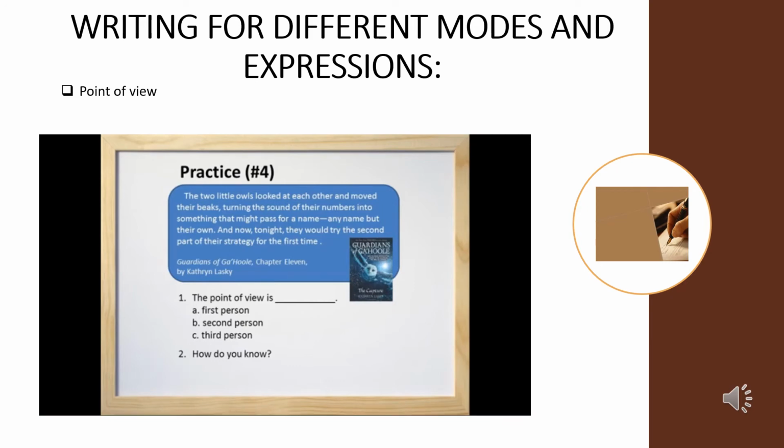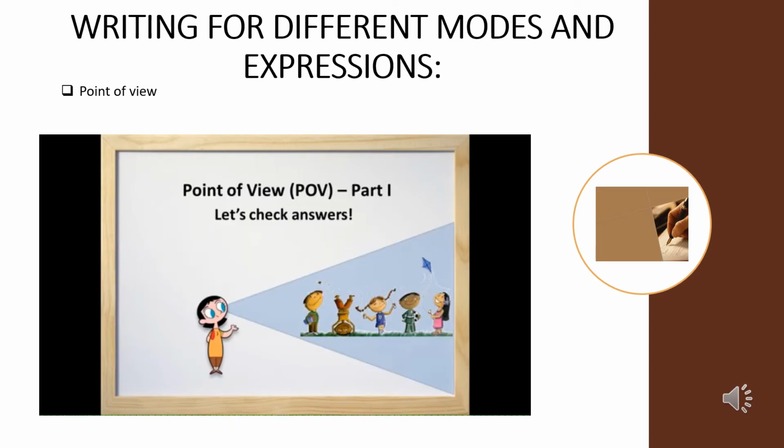Question 1. The point of view is A. First person, B. Second person, or C. Third person. Question 2. How do you know that? Pause the video while you work, and we'll check the answers in a moment. Now let's check our answers.